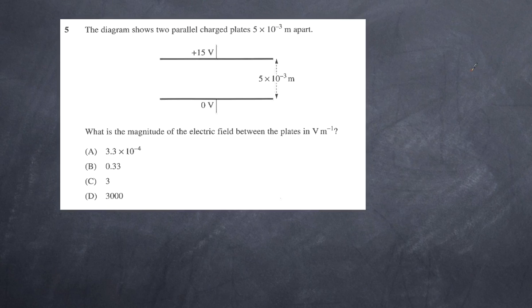Question number 5 is a numerical problem, and you're required to work out the magnitude of the electric field. And of course, the electric field is equal to the voltage divided by the distance. In this case, the voltage is equal to 15 volts. The distance is equal to 5 × 10^-3. And when you do that calculation, you're going to get 3000. So that's the answer, D. And of course, that's newtons per coulomb.